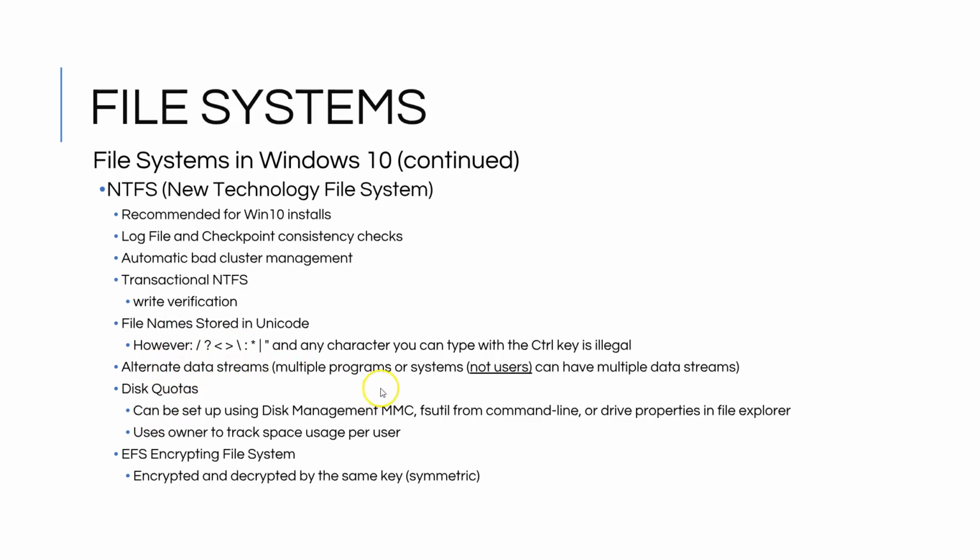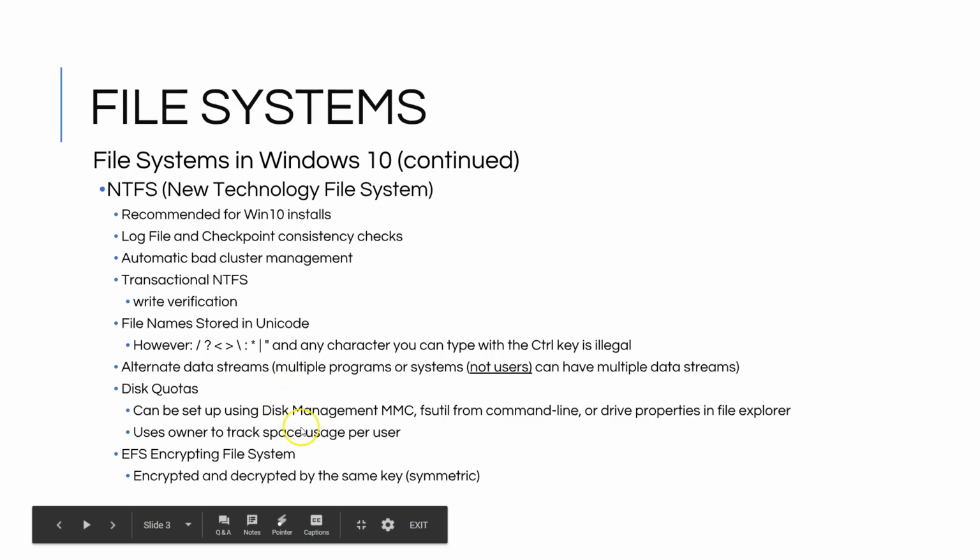Alternate data streams: multiple programs or systems, not users, can have multiple data streams to the file system. So again, the file system is trying to be as quick and efficient as possible. We're going to limit the user to one thing at a time. However, the operating system and background systems can have multiple data streams running to the file system.